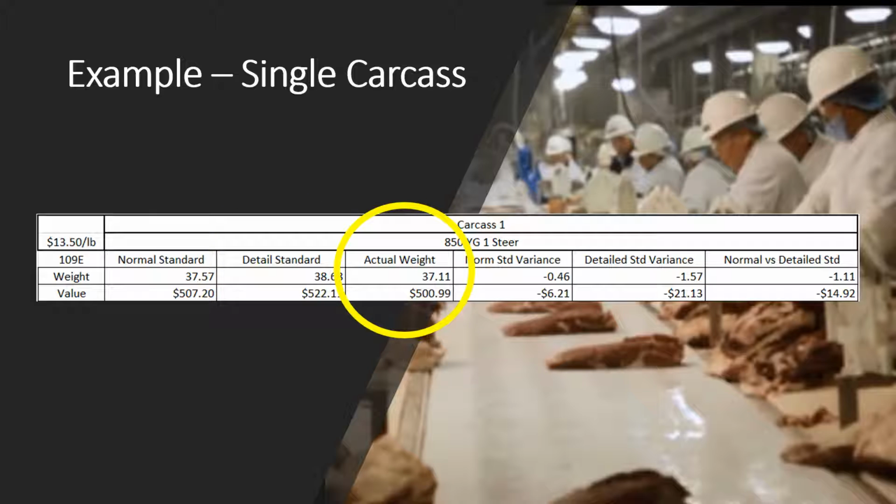If the actual weight as this subprimal went through fab was 37.11, the normal standard variance would show us about a half a pound of variance. The detailed standard variance would show us that it was actually 1.5 pounds. Looking at those variances, we're talking about over a pound that the detailed standard would track that the normal standard would not see. So we're talking about $15 of value that wouldn't be tracked by the normal standard versus the detailed standard.